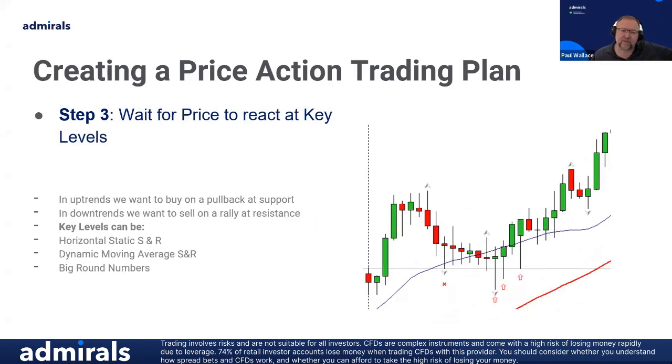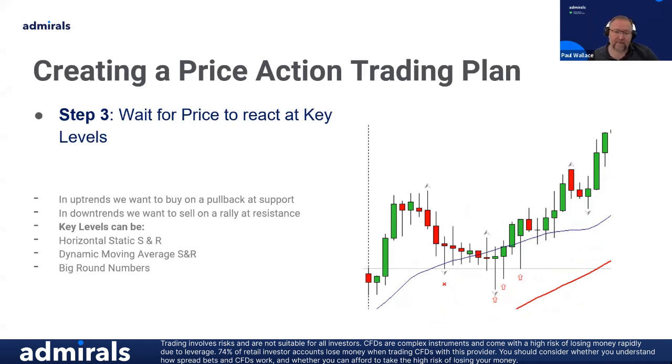Step three is, we want to see how price reacts at those key levels that we've identified, because in an uptrend we are looking to buy on a pullback at a level of support, and in a downtrend we want to sell on a rally into a resistance. Those key levels can be the horizontal static support and resistance levels we drew in on step one.